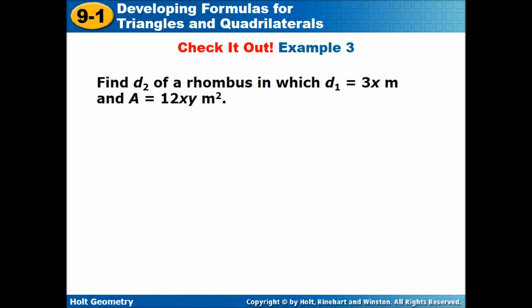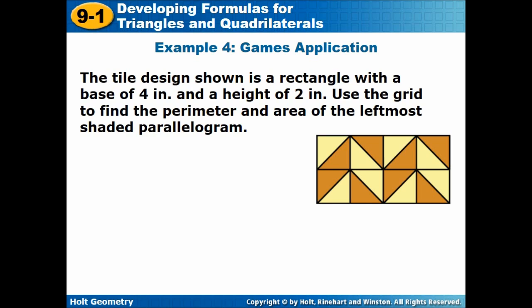All right, your turn again. So I want you to find D2 of a rhombus in which D1 equals 3x m and A equals 12xy m squared. Okay, so use the materials that you looked at just previously that I modeled for finding the area of a rhombus to get this information. Stop the tape if you need to. Do your answers together in group, and then when you're done, make sure you've written them down in your notes, and then move on.